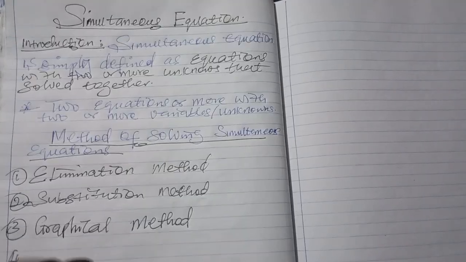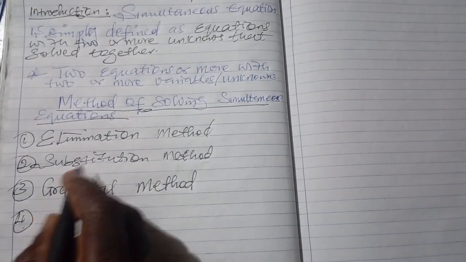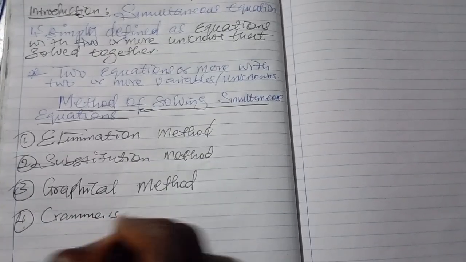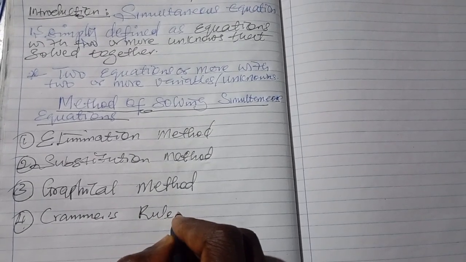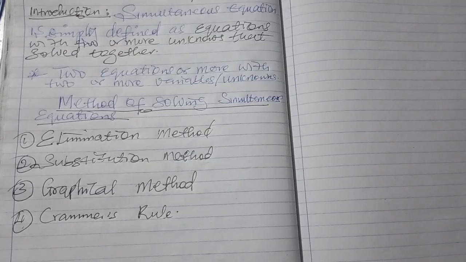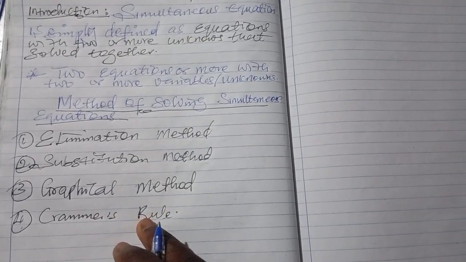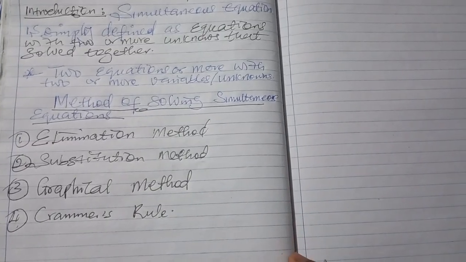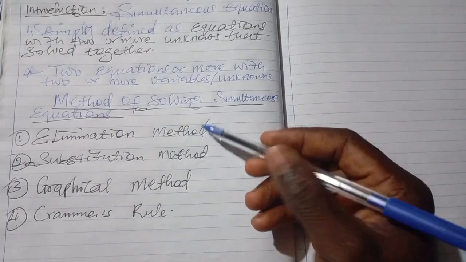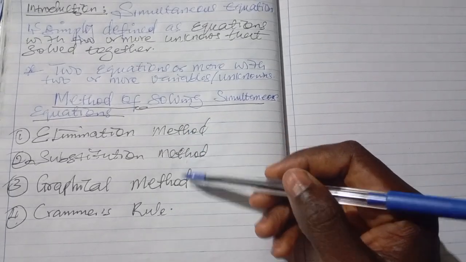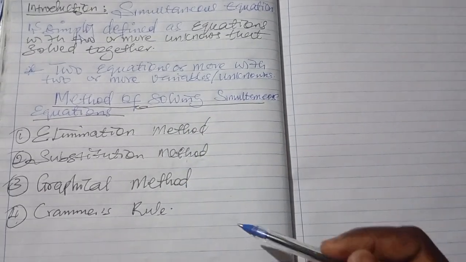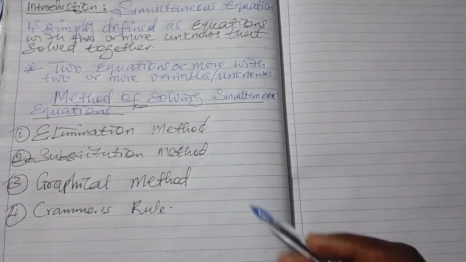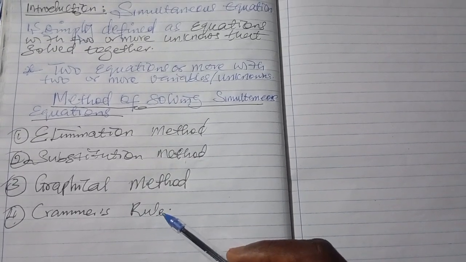We have number four, we can use Cramer's rule. That is a bit advanced. It involves arranging or forming your augmented matrix, then solving the system of equations. But majorly we are going to consider elimination, substitution, and the graphical methods. Subsequently, as we proceed, we'll consider Cramer's rule. But check my previous lessons on determinants, you will see Cramer's rule.